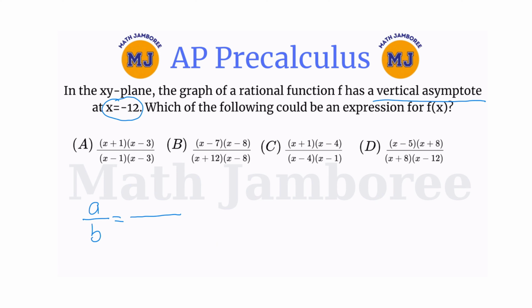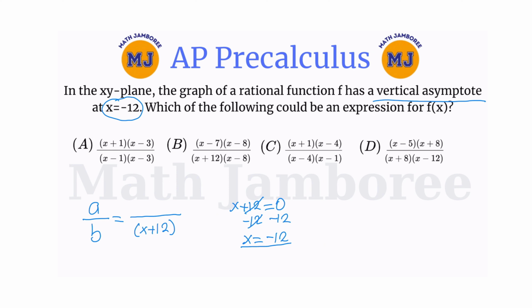This means that we must have an expression in the denominator of the rational function that is going to give you -12 when you solve for 0. So that means we will have x plus 12 in the denominator. Why? Because when I solve x plus 12 for 0 to find its vertical asymptote, I'm going to take away 12 from both sides. And x is -12, which is what was indicated in the given question.